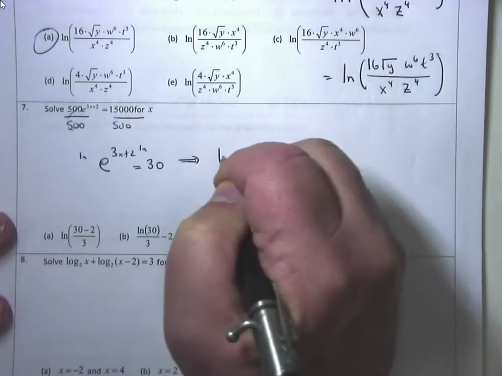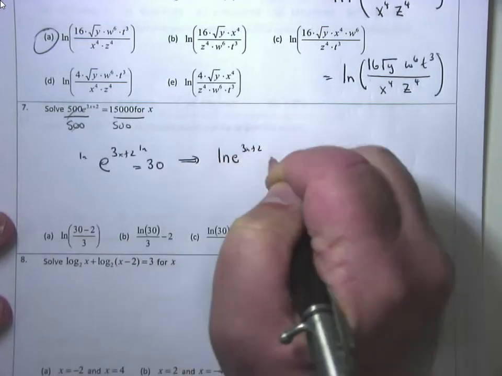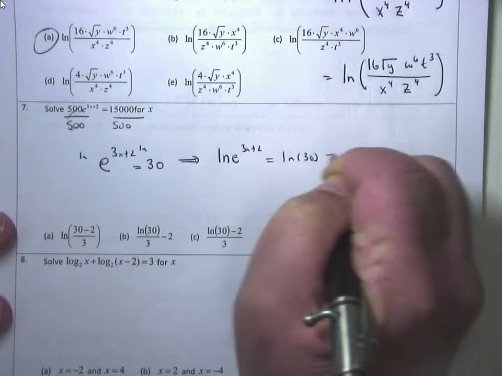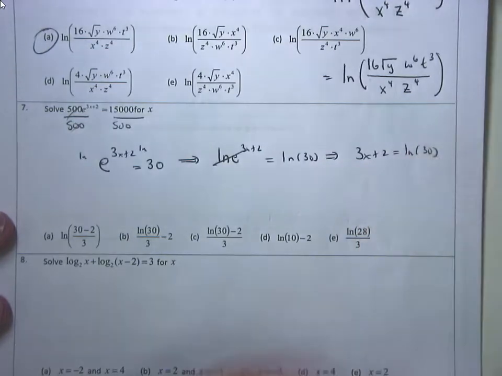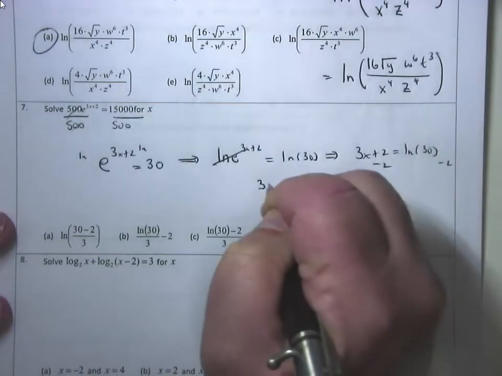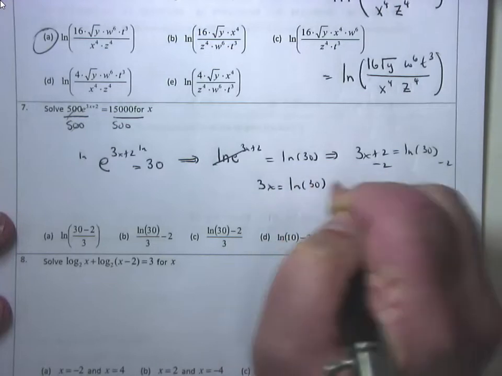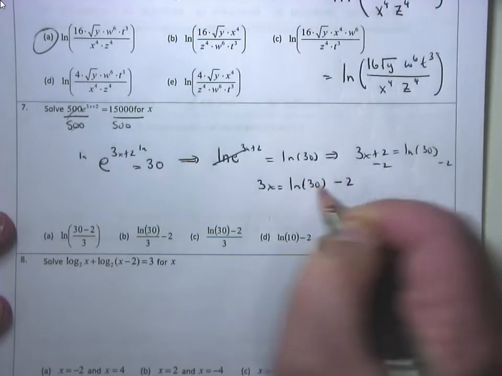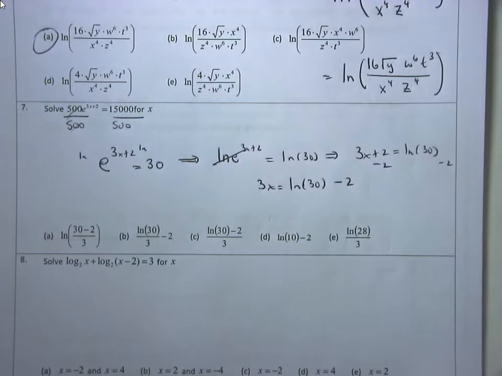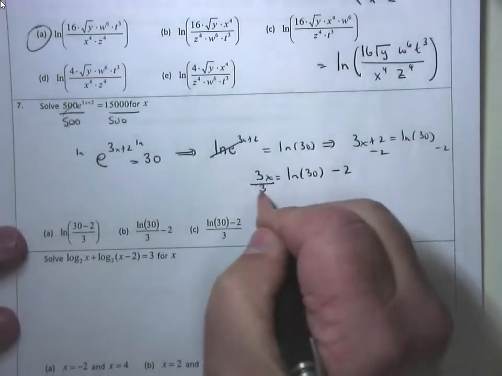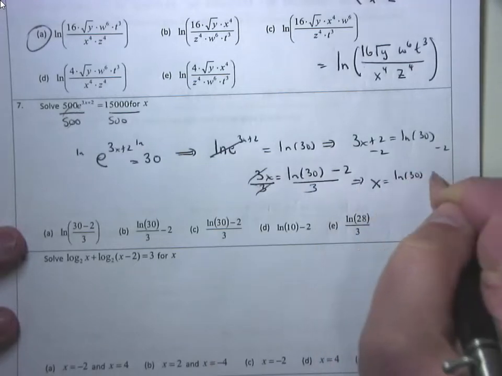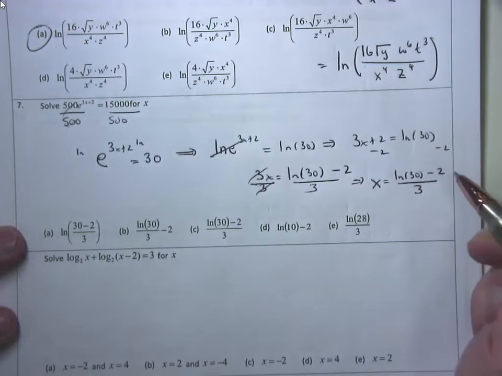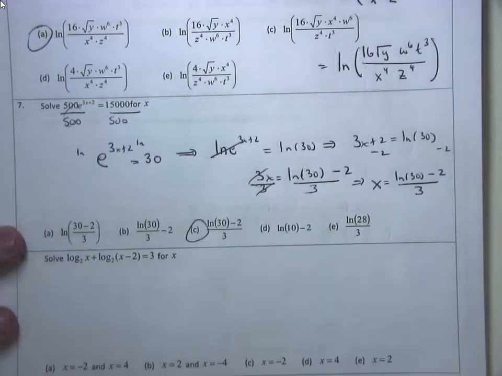This gives me the natural log of e to the 3x plus 2 equals the natural log of 30. The natural log and e cancel, so you get 3x plus 2 equals the natural log of 30. Solving for x, I would subtract 2. That gives me 3x equals the natural log of 30 minus 2. The natural log of 30 is just some messy number, but it's closed off with parentheses, minus 2. Then to solve for x, I'm going to divide by 3. This gives me x equals the natural log of 30 minus 2, divided by 3, which is answer C. Does that make sense?